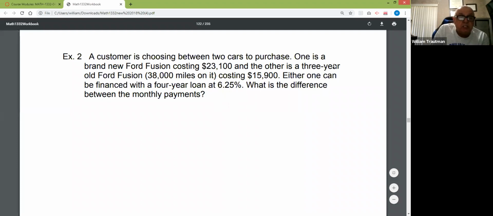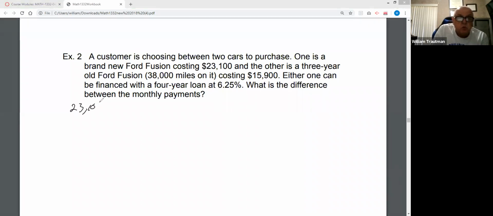One costs $23,100. That's the principal. That's your starting amount. The other one costs $15,900. That's the principal. There's going to be 2 of them. The Ford Fusion is 3 years. And what's the other one? The other one's 4 years.